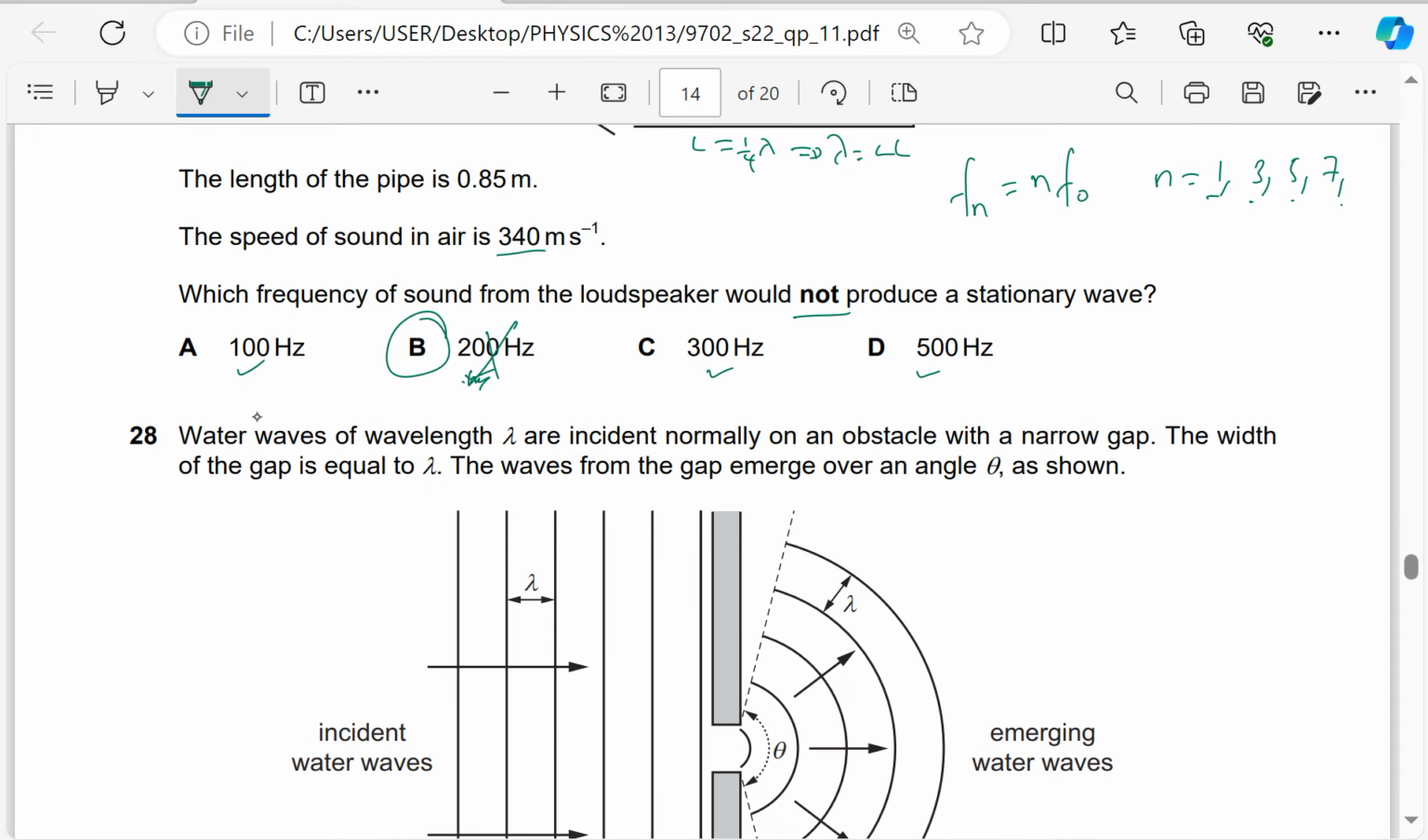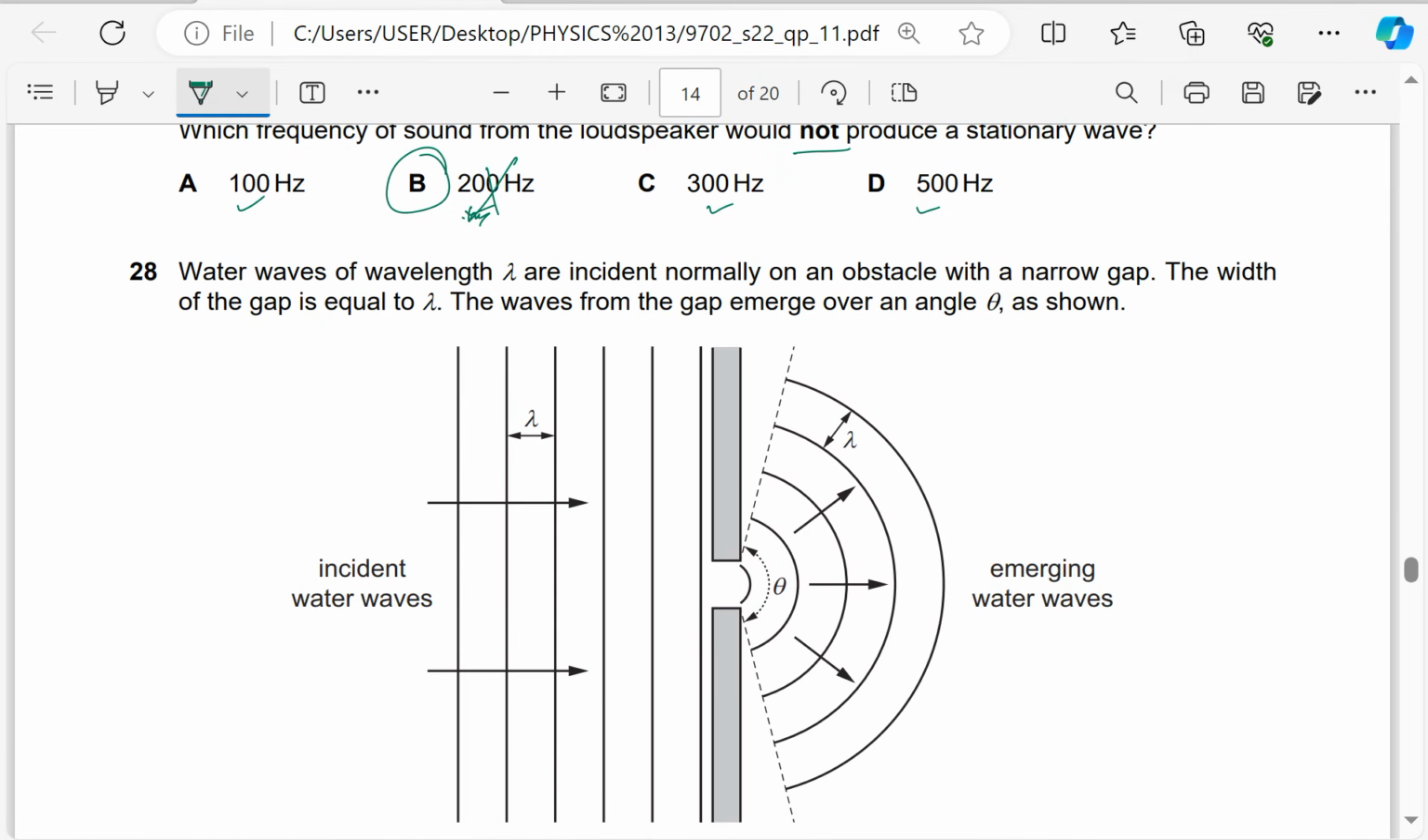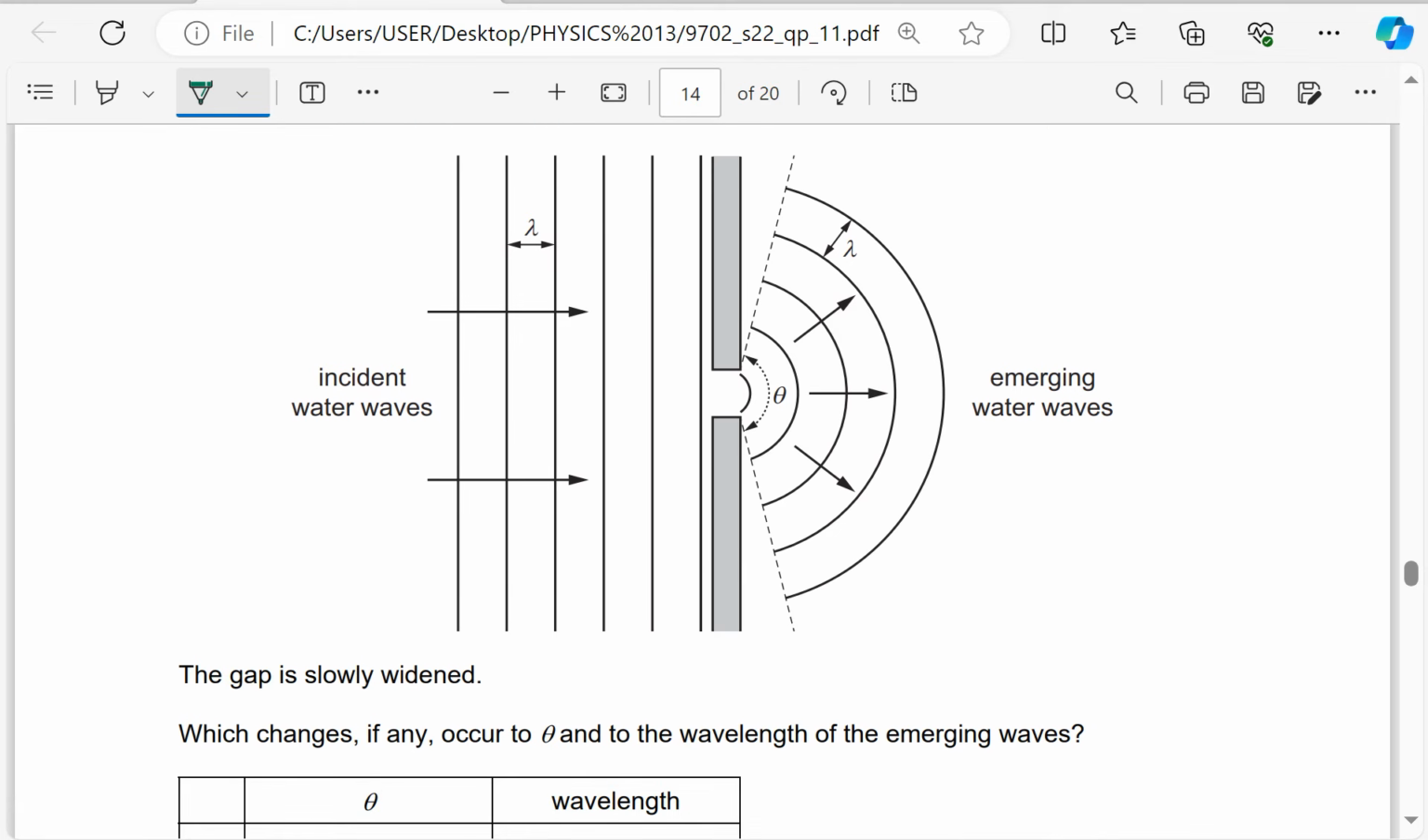Water waves of wavelength lambda are incident normally on an obstacle with a narrow gap. The width of the gap is equal to lambda. The waves from the gap emerge over an angle theta as shown. Notice that this distance here, even if you measure with a ruler, is approximately the same as this. So the diffraction is maximum.